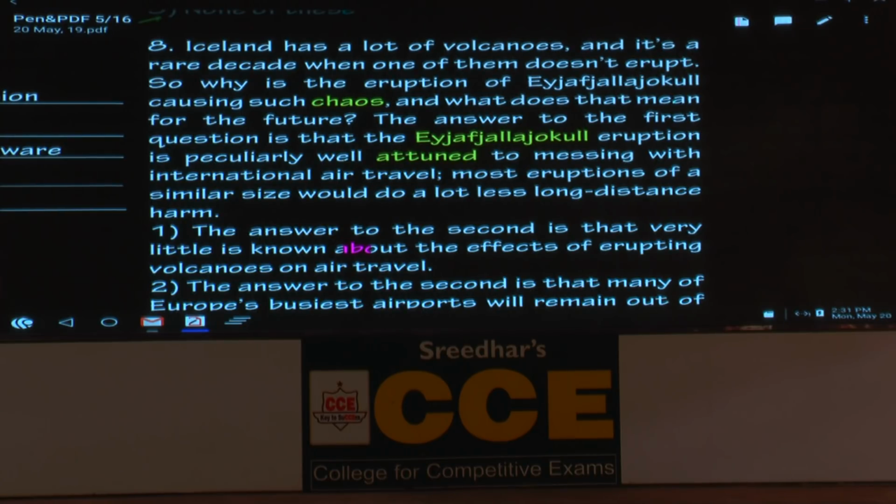Then continuity of thought. The answer to the first question is that this volcanic eruption is peculiarly well attuned, conditioned, tuned or suited to messing with international air travel. Underline the key words, international air travel. Most eruptions of a similar size would do a lot less long distance harm. Now we have to see the options.